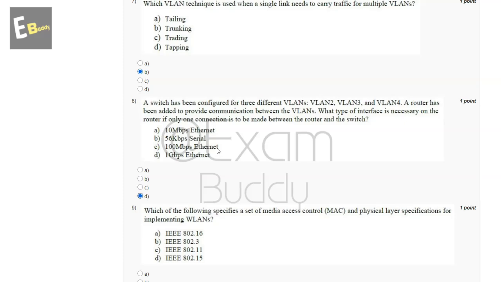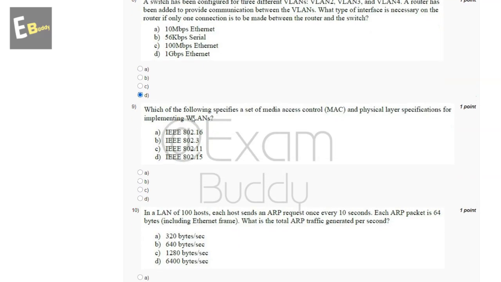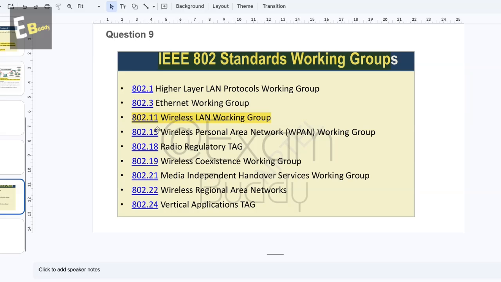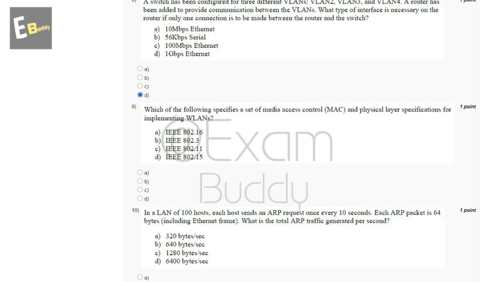And now let's go to our question number 9. Which of the following specifies a set of media access control and physical layer specifications for implementing LANs? So these are the options, and now let's check the explanation. So the explanation says 802.11 wireless LAN working group. So the answer of our ninth question is C.